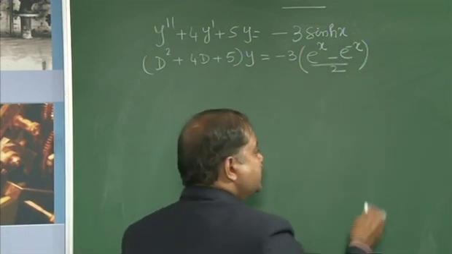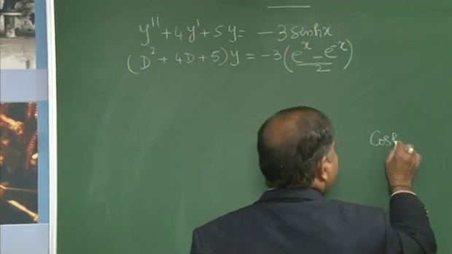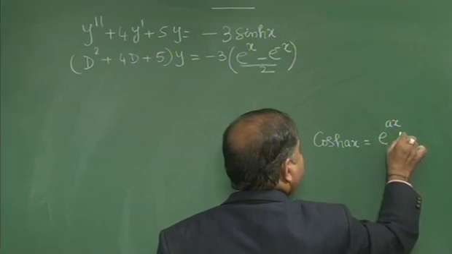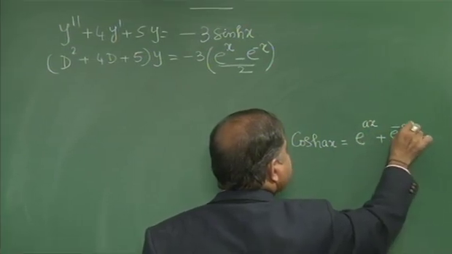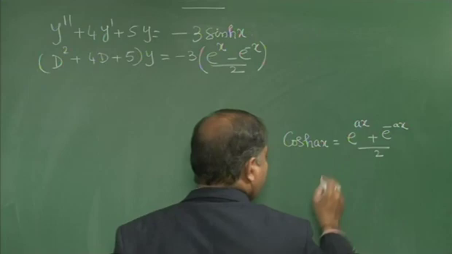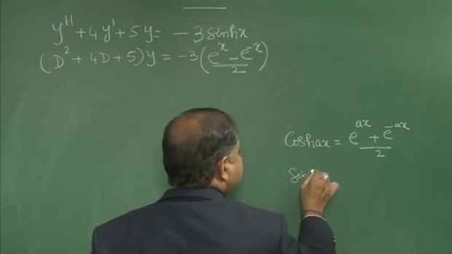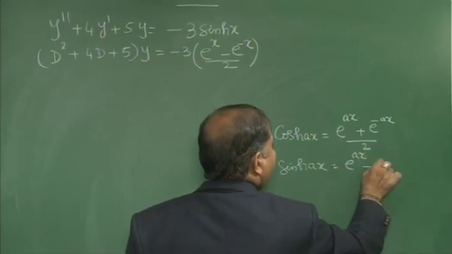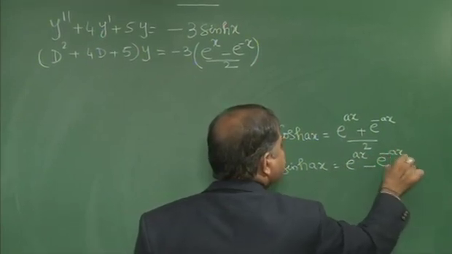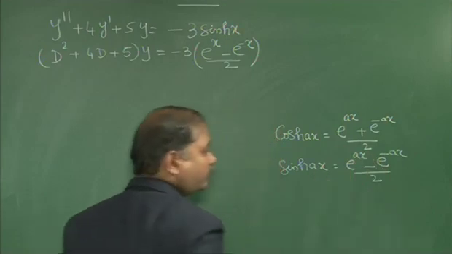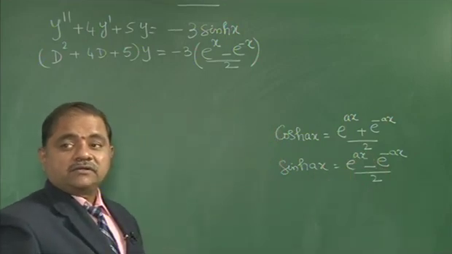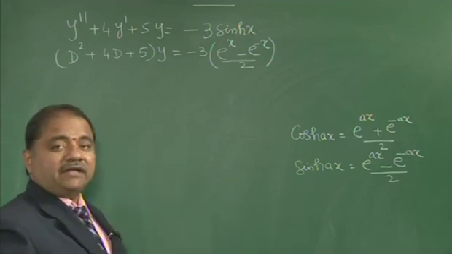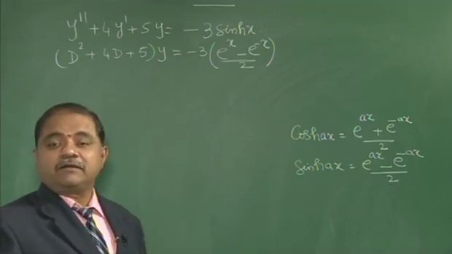See cos h ax, you can make a note of it if you want. Cos h ax is e power ax plus e power minus ax by 2. Sin h ax is e power ax minus e power minus ax by 2. Indirect forms. So I have taken a problem on sine, e power x minus e power minus x divided by 2.